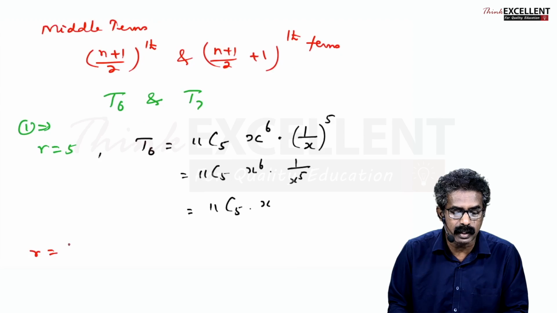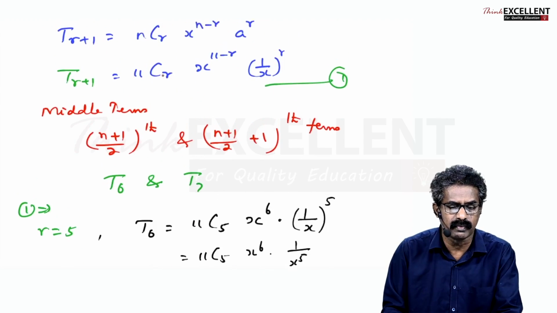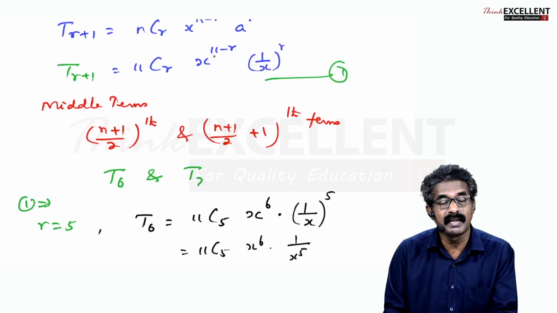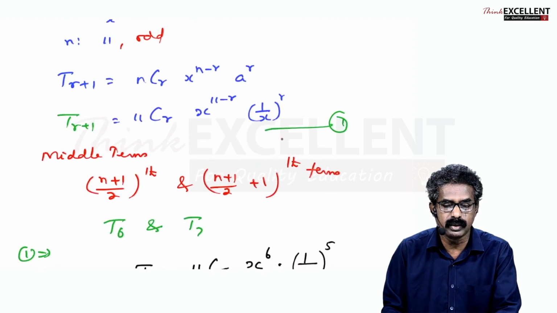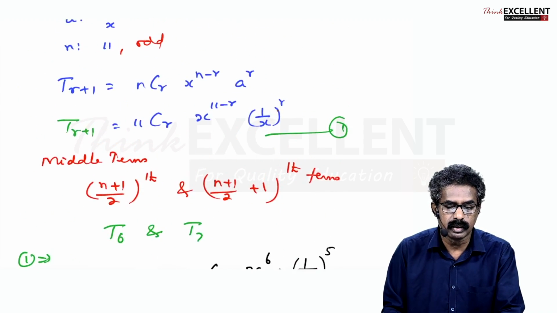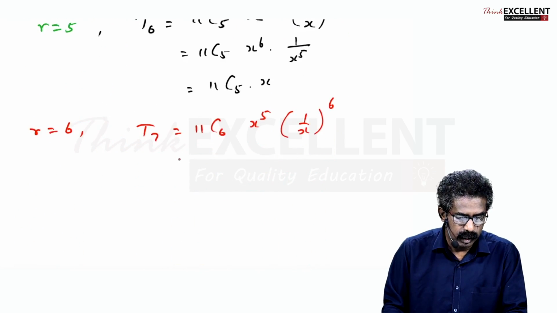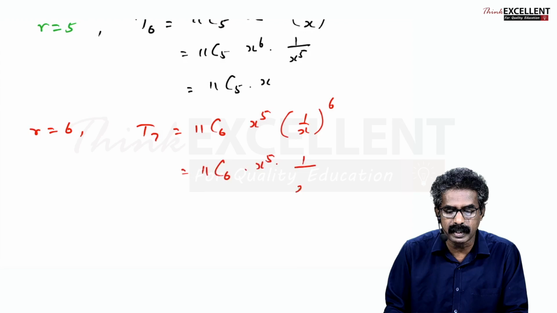So for that you put r equal to 6. You will get t7 is equal to 11c6 in equation 1. For r you put 6, 11c6. x raised to 11 minus 6 is 5. So x raised to 5 into 1 by x raised to 6 you are giving, right? So r value is what? 6. So what you are getting? You are getting 11c6, x raised to 5, 1 raised to 6 is 1 by x raised to 6.